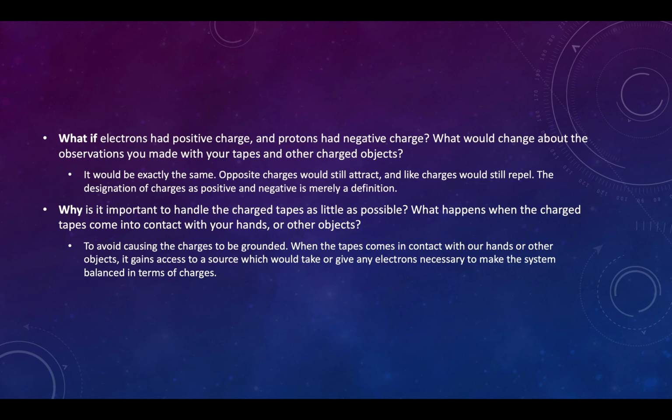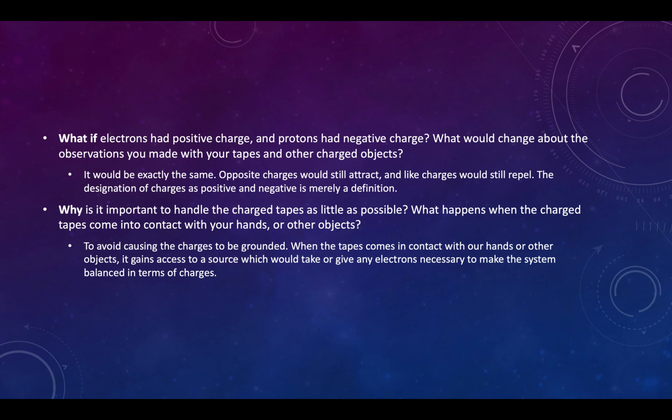To answer the questions that were on Lab 1: what if the electrons had a positive charge and the protons had a negative charge? It would be exactly the same, as opposite charges would still attract and like charges would still repel. The designation of charges as positive and negative is merely a definition. And why is it important to not handle the tapes? It is to avoid the grounding of charge, which happens when the tapes come in contact with other objects.